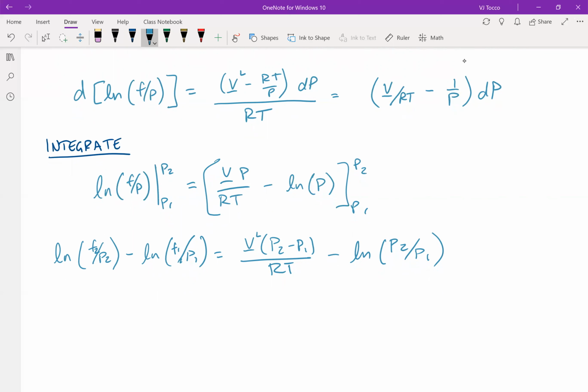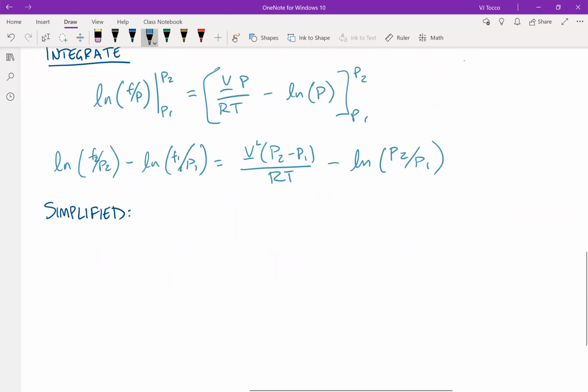So I can simplify this now. When I take two ln's minus each other, remember there's a fraction there. So my simplified expression is f2 over f1 equals the exponent of v under bar P2 minus P1 over RT.